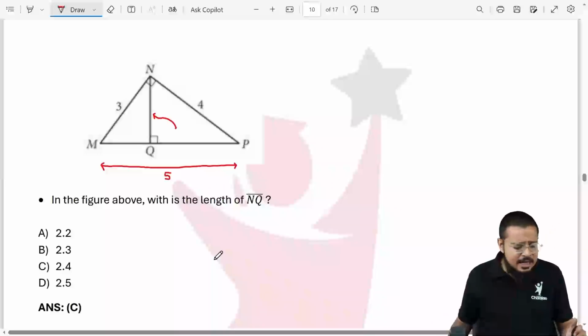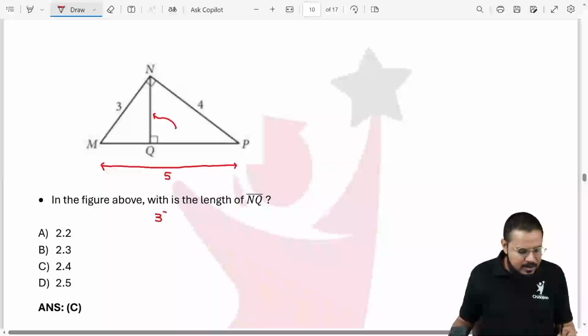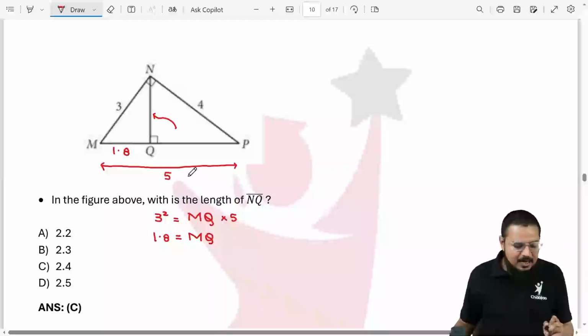Now what else can I do? For example, if I select this leg, 3 square is equals to, I don't know what is this MQ, so MQ times 5. So 3 square, 9. 9 divided by 5, that's MQ coming out as 1.8. So if this is 1.8, then what is 5 minus 1.8? That should be 3.2 right over here, right?